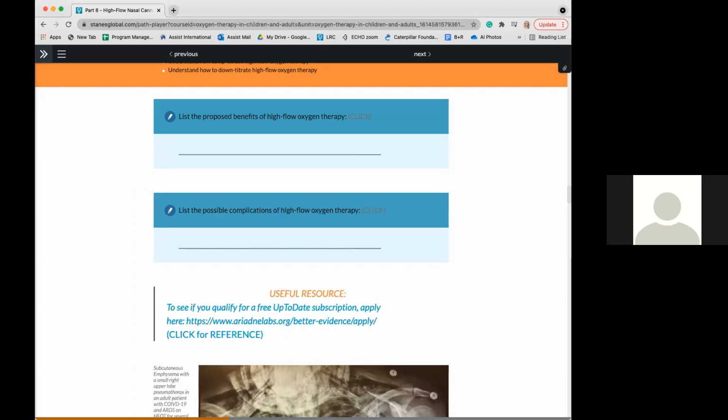Then I'll move on to some of the complications of high flow oxygen therapy. Some of the known complications would include, because of the increased flow of oxygen, certain patients may develop abdominal distension because of that positive pressure that is being pumped through the airway, through the oral cavity.